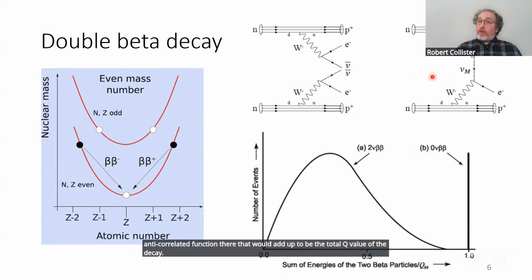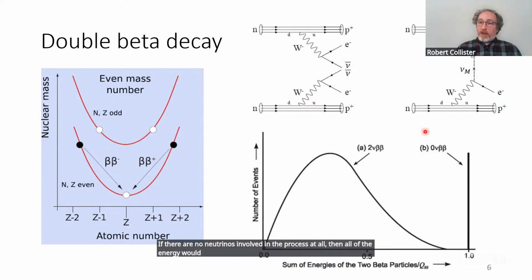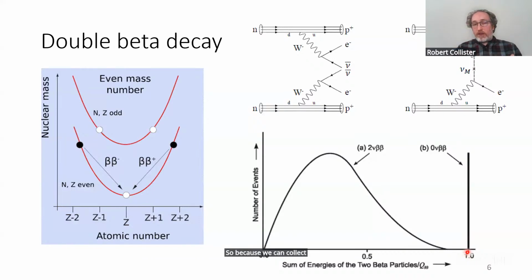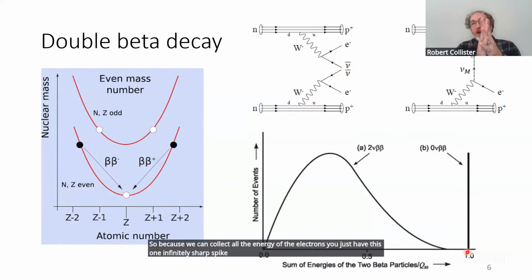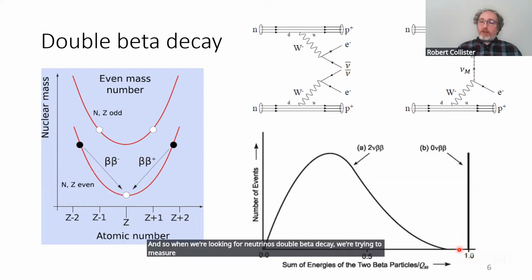If there are no neutrinos involved in the process at all, then all of the energy would be carried away by the electrons, in which case you would measure a monoenergetic peak at the Q value of the decay. So because we can collect all the energy of the electrons, you just have this one infinitely sharp spike, which in practice is actually broadened a little bit by the energy resolution of your detector. And so when we're looking for neutrinoless double beta decay, we're trying to measure a small feature at the Q value of the decay in the energy spectrum collected by your detector.